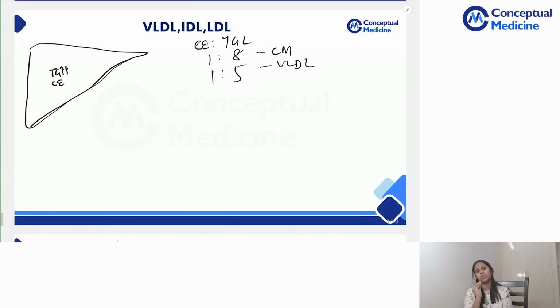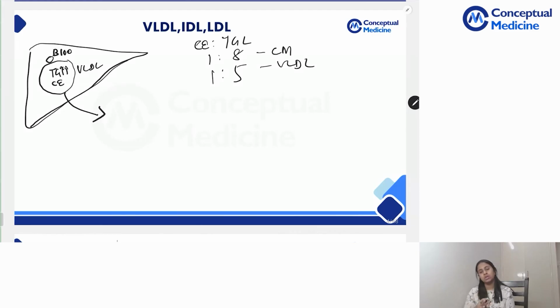A much bigger amount of cholesterol esters would also be there. When you compare with triglycerides, the cholesterol esters are more of a neutral sort of lipid. Once this is packed, the liver labels it with the apoprotein called B100. And now this VLDL is pushed into the circulation from the liver.